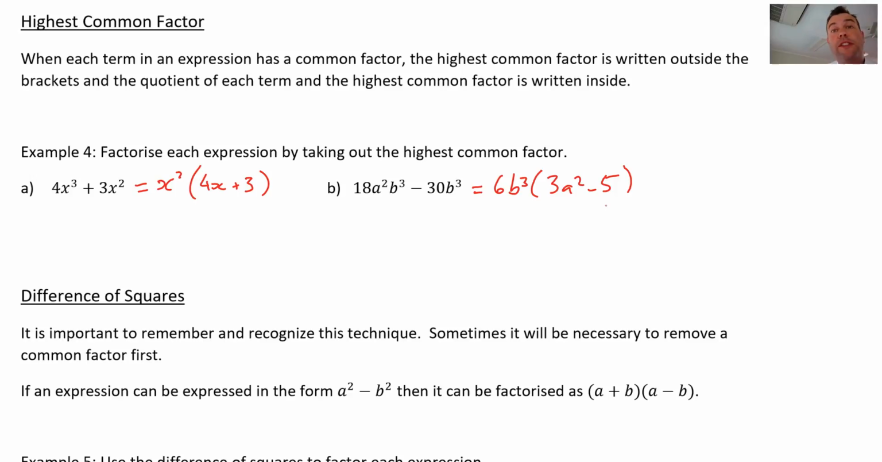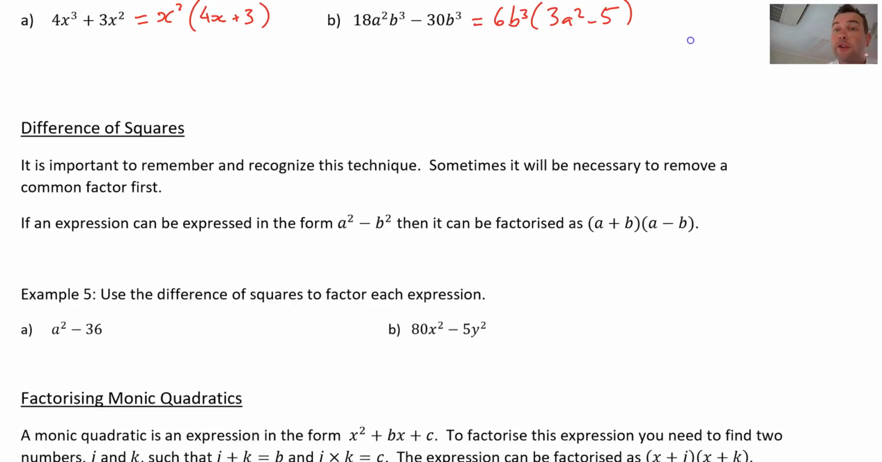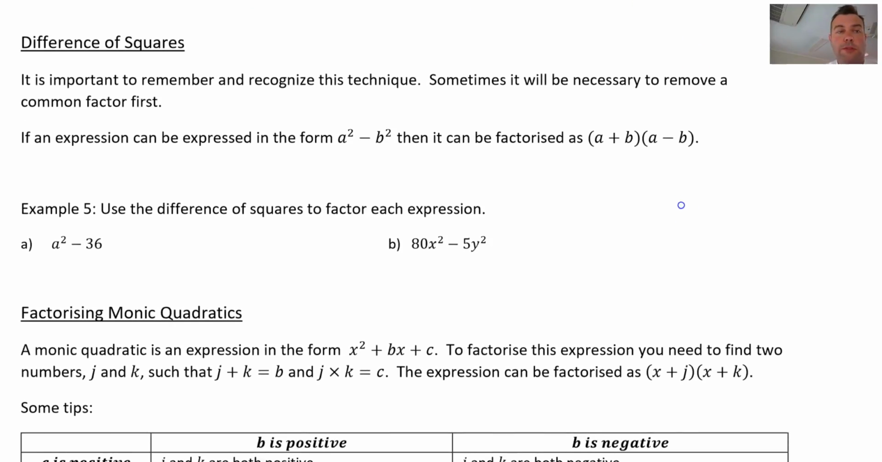You won't get too many questions that are just factorised by taking out the highest common factor. But you will get ones where it certainly makes life easier. Sometimes when you're stuck with what seems to be a really difficult problem, do that first and what's left might be easier. Sometimes that's the first step to a more complicated question.